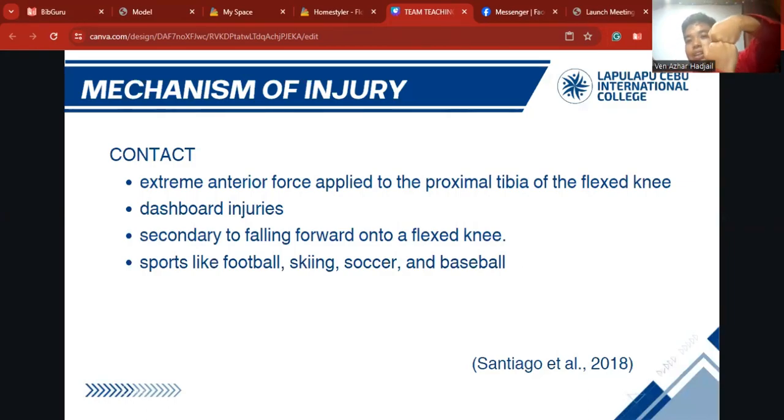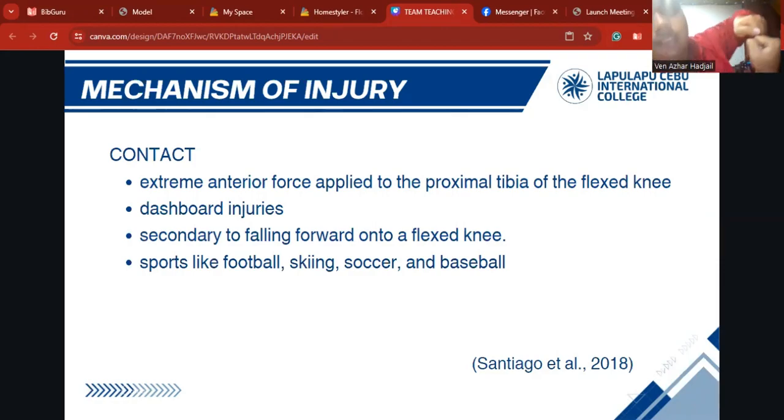So when it is hit from the back, it will be pushed to the front. This is what we call an extreme anterior force applied to the proximal tibia of the flexed knee. So it should be like this. Since we are visualizing this, this is again the femur, this is the anterior side, this is the posterior side. It is stated here that the knee should be flexed.